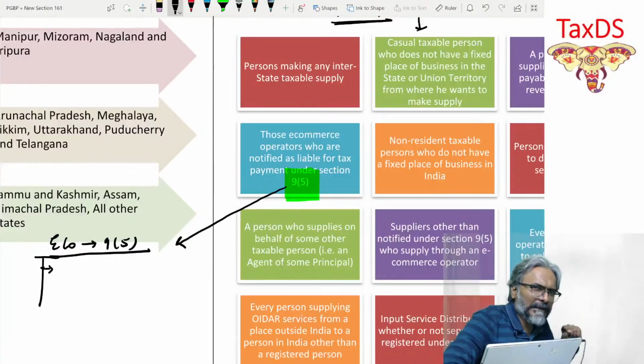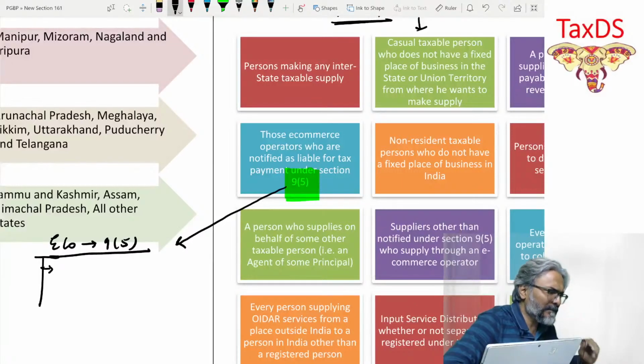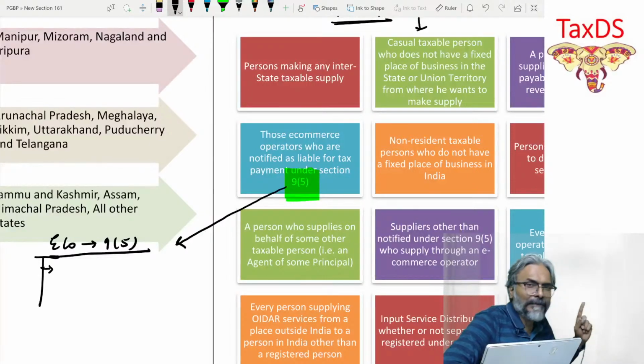In the previous topic of TCS, tell me, if I am a 9.5 operator, am I liable to collect the TCS? And the answer is no. Why? Because 9.5 operators are themselves suppliers also. And therefore, the 9.5 category of ECO are not required to collect the TCS. This point we have discussed in the previous chapter.